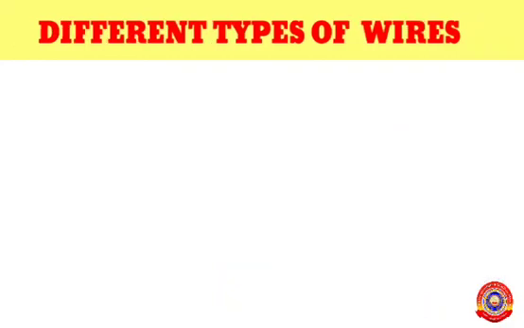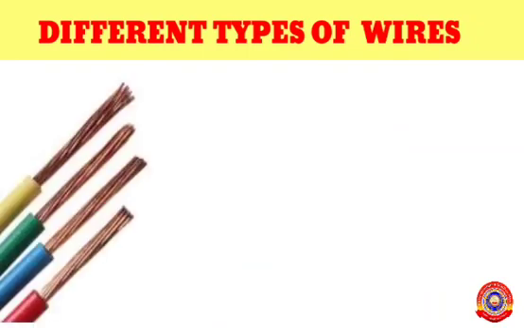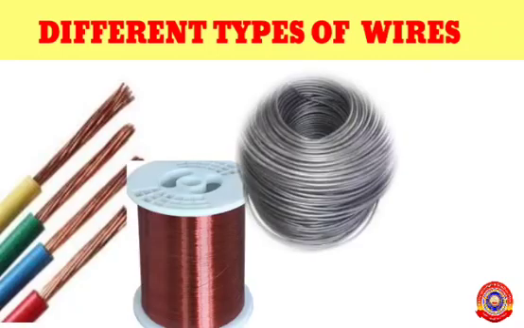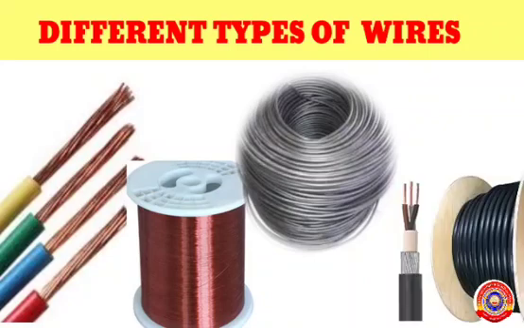Next is different types of wires. Wires are used in circuits, and multi-stranded wire, laminated wire, service wire and non-insulated wires are some of the wires that we use in an electrical circuit, and each is used based on its purpose.